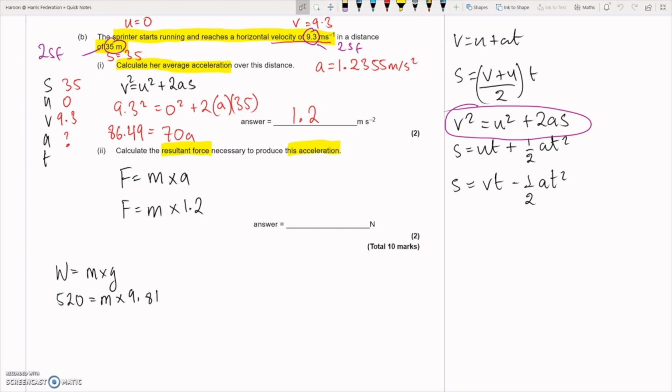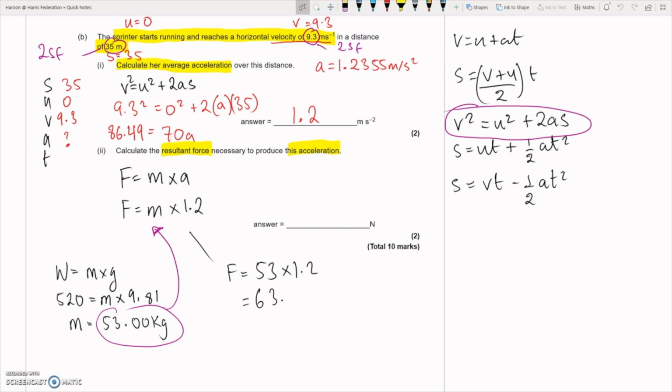If I rearrange that, my mass is 520 divided by 9.81, which will give me 53.00 kilograms. So we'll just leave it as 53. We'll plug that into this equation here, and so F is equal to 53 times 1.2, which gives me an answer of 63.6 newtons. Again, I need to make sure I follow my 2 significant figure rule, so this would be 64 newtons.